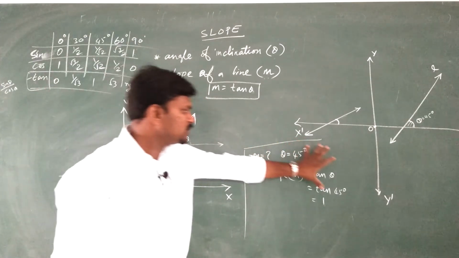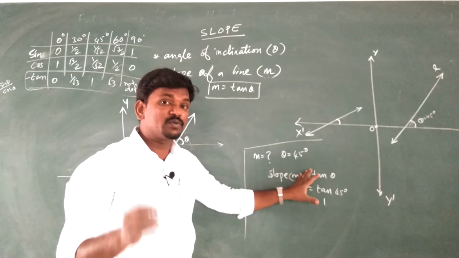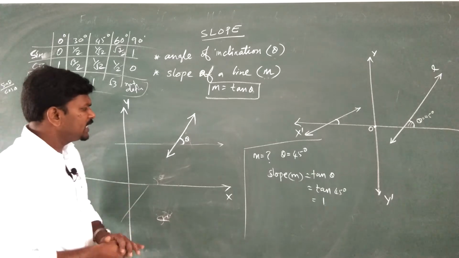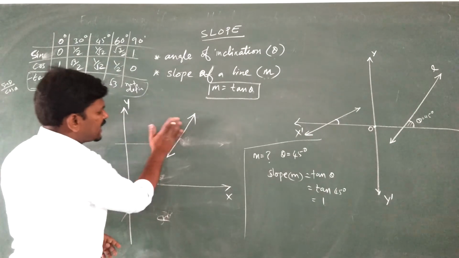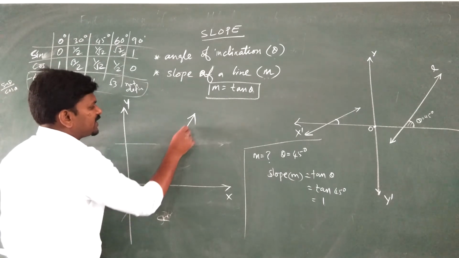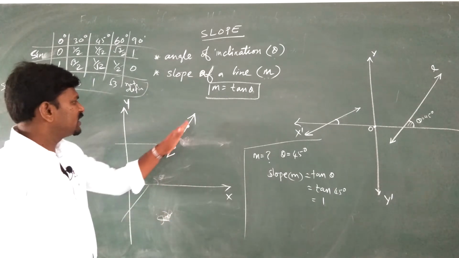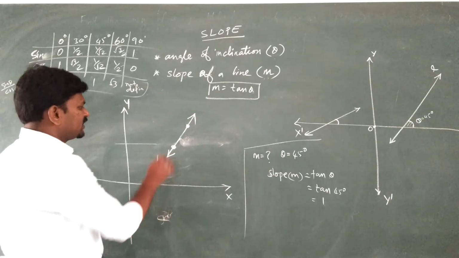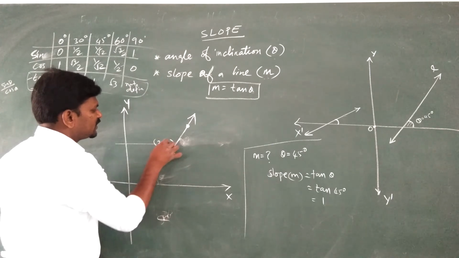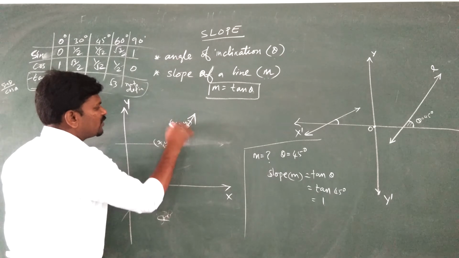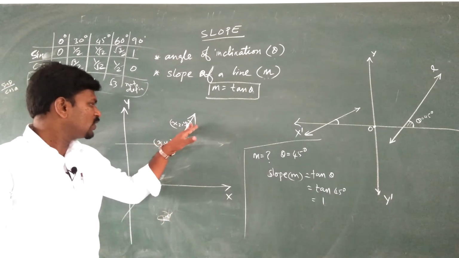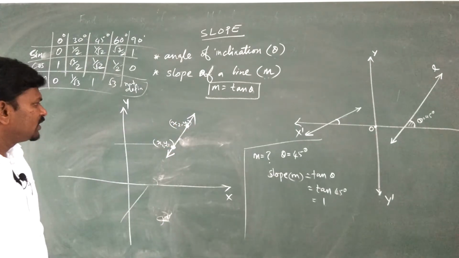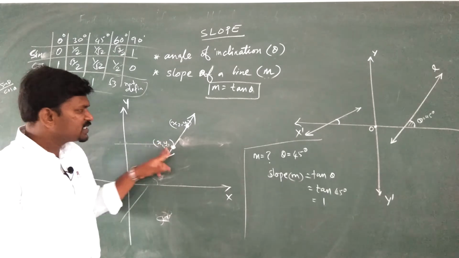So like this we have to find the slope of a line when the angle of inclination is given. Okay, in some cases they are not giving the angle of inclination, only they are giving the points which this line is passing through. These two points are x1 comma y1 and x2 comma y2. We don't know the exact value of these two points, so we have taken them as x1 y1, x2 y2. So how to find the slope of this line?